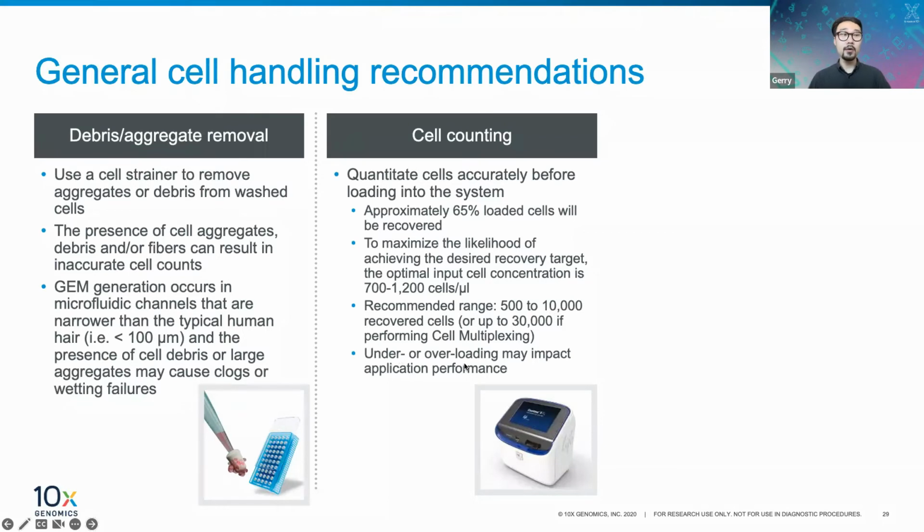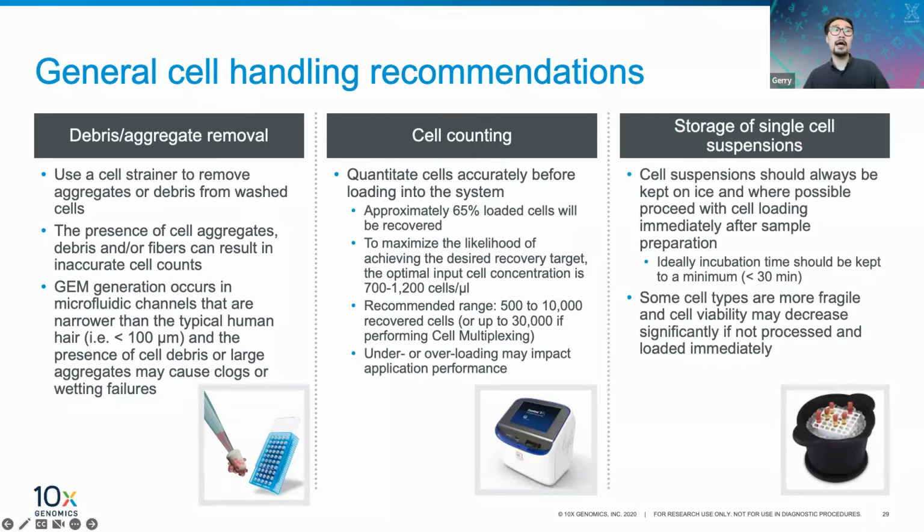So if you under or overload the instrument, this can impact application performance. So it's really, really important to make sure you get accurate cell counts, because if you underload, then you're not going to be performing the right number of amplification cycles, for example, to amplify your cDNA product. And if you overload, that can mean potentially clogging the instrument as well, clogging the chip, sorry.